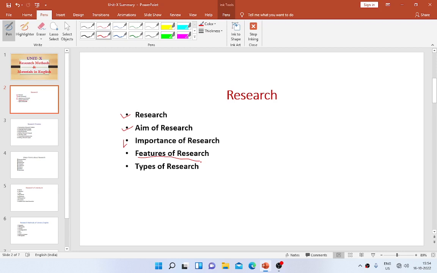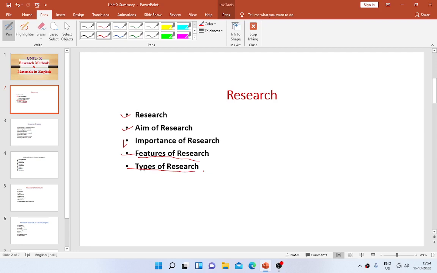Now think about the types of research, a topic about which we must discuss thoroughly, and really types of research is the most important topic. At the beginning, talking about the first type, descriptive research.